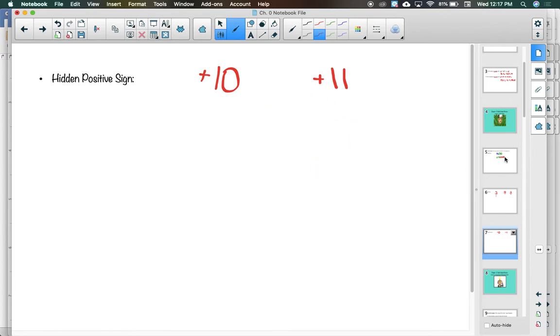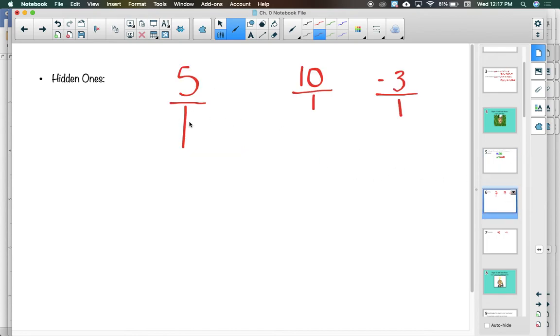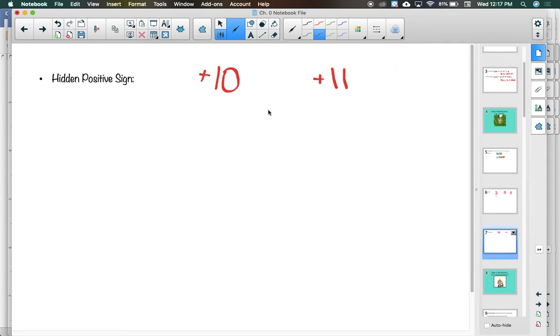So, to review, 3 types of hidden math that we talk about today. Hidden zeros, which come before a whole number or after the last digit in the decimal. Hidden ones, which come in the denominator of a whole number. And the hidden positive sign, which is a sign that we don't write typically, but we understand it to be true. If there is a whole number with no sign in front, we know it is a positive number.